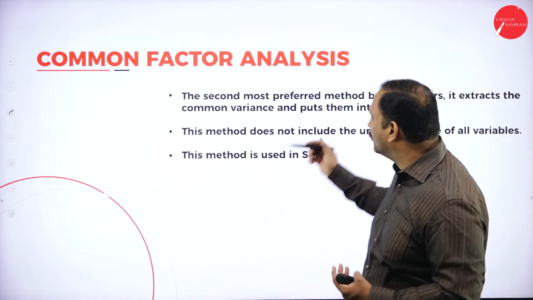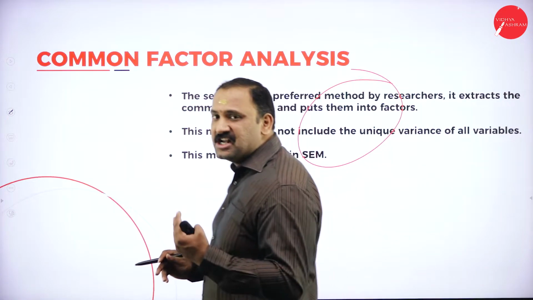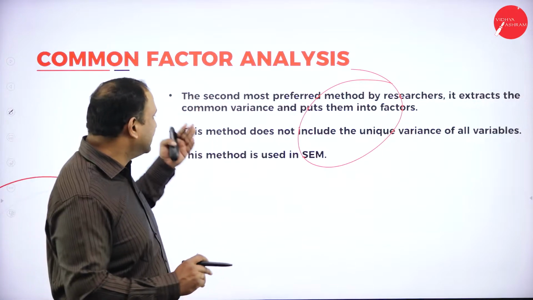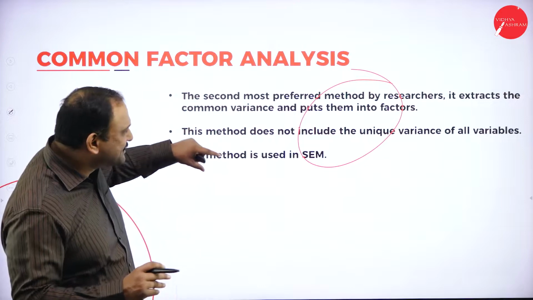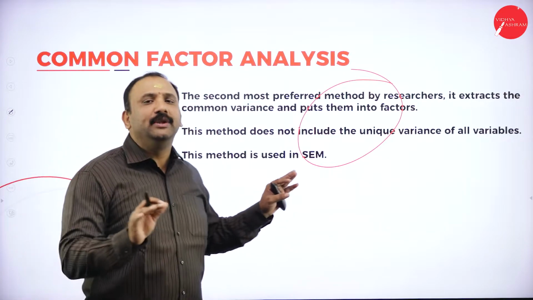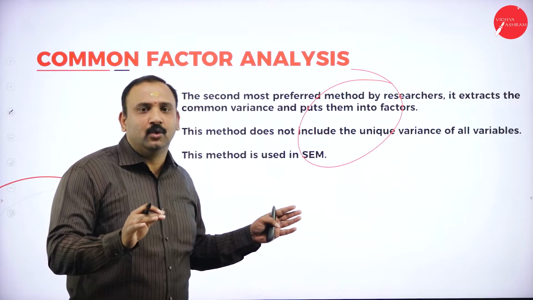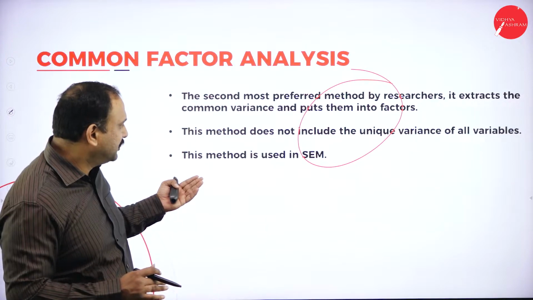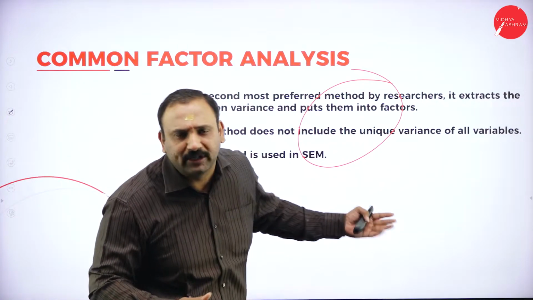The second most preferred method by researchers extracts common variance and puts it into factors. So definitely it will put them into a common factor, a common understanding. And this method does not include the unique variance of the variable. So we are not going to include any unique variance, and this method is used even in structural equation modeling.